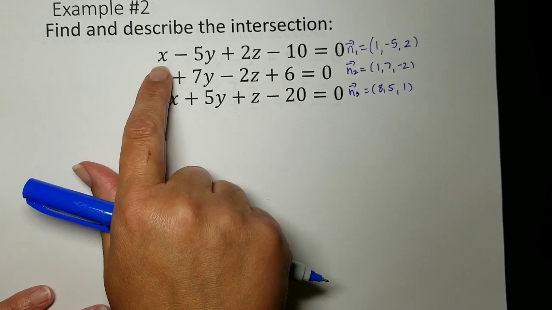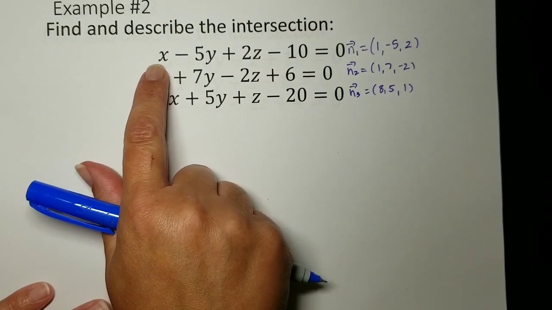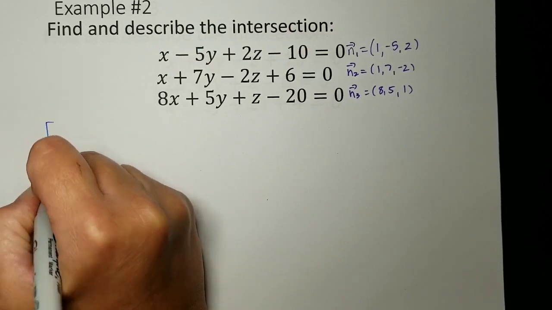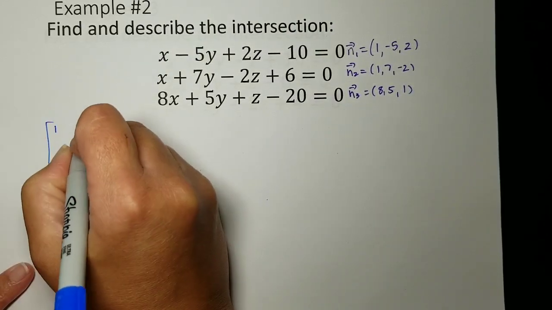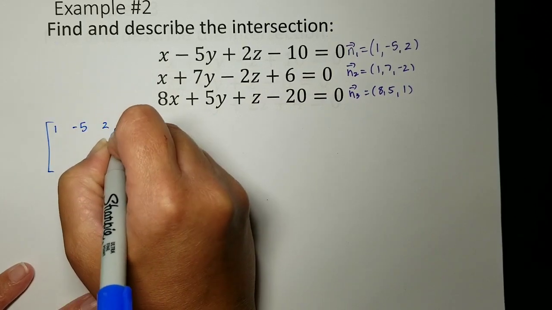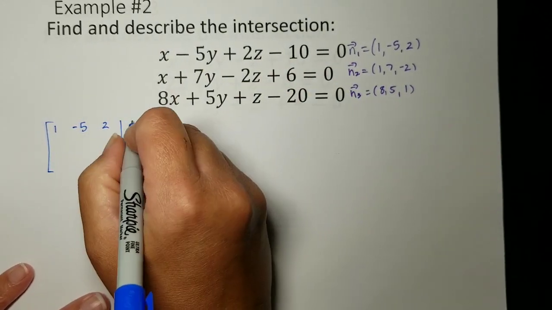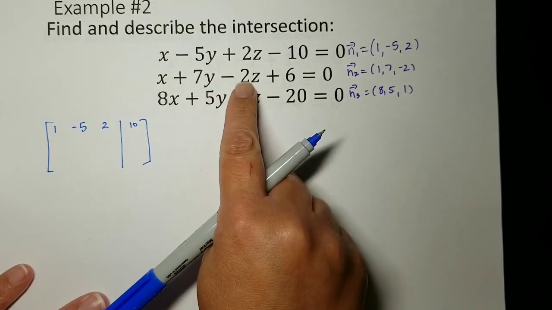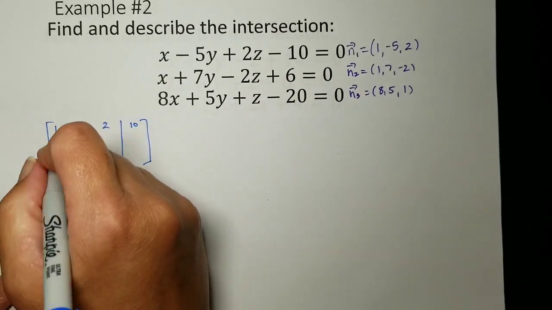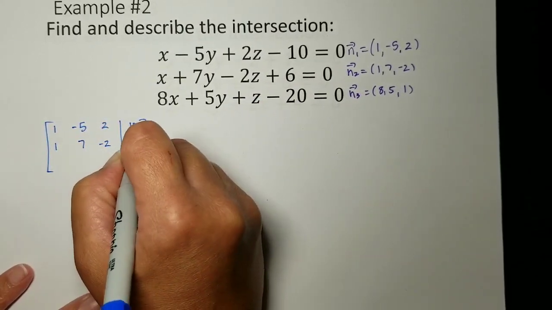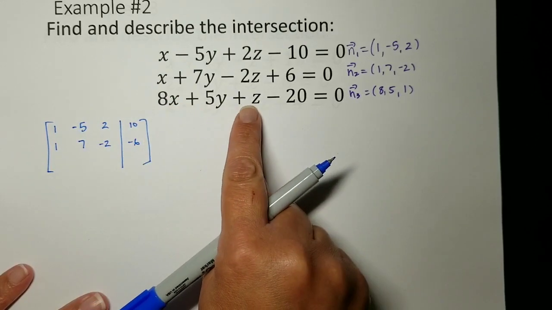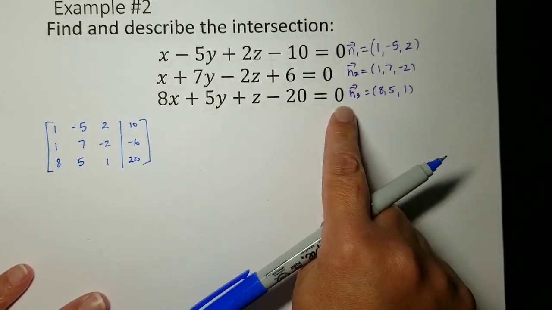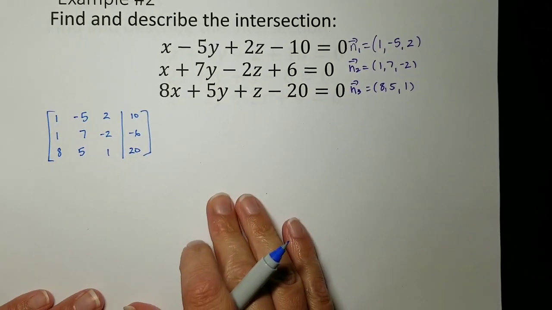So here we are in good shape already, because we are going to have a 1 as my coefficient up there when I do my matrix, so I'm not going to change them around at all. So my coefficients here are 1, negative 5, 2, and when I bring that negative 10 over, it's going to be positive 10 on the other side. The next equation gives me 1, 7, negative 2, and then negative 6 on the other side. And then the third equation is 8, 5, 1, and with a positive 20, because you'd have to bring it over to the other side of the equal sign.